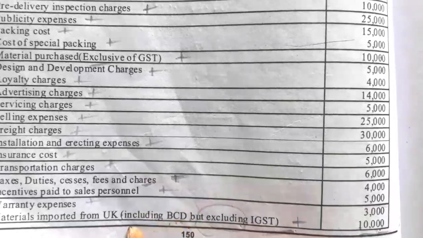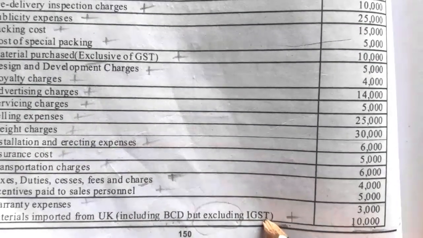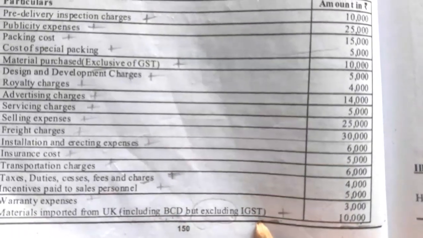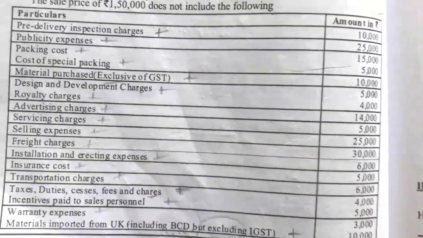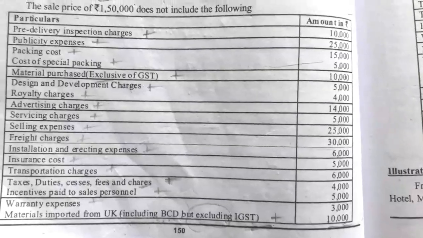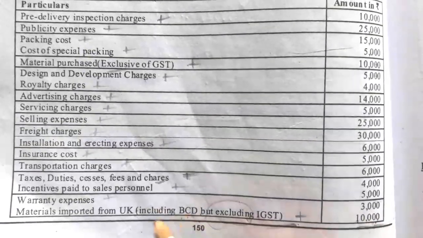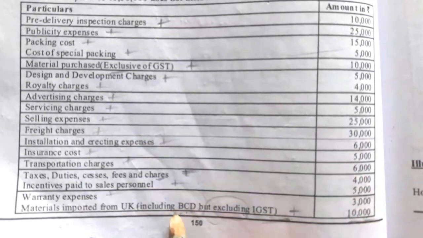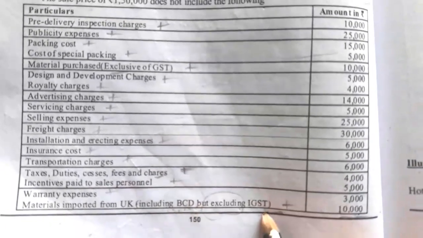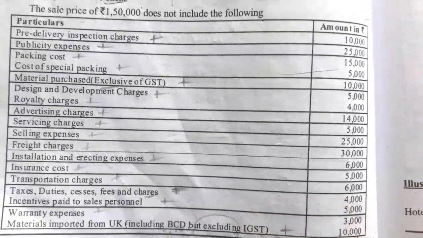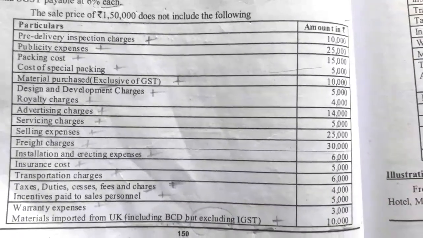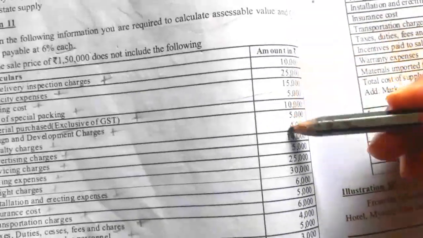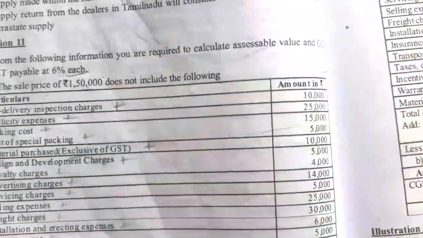The BCD can be included but GST should not be included, and they have directly given including BCD and excluding GST. Okay, so this one we can add directly. So all these amounts we have to add to the sales price.